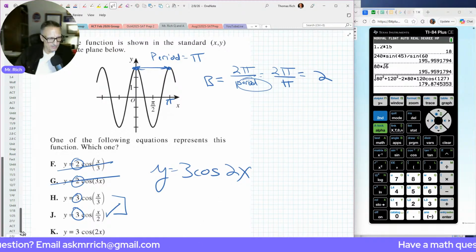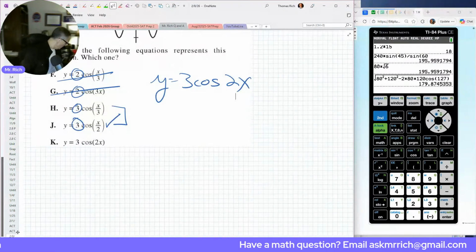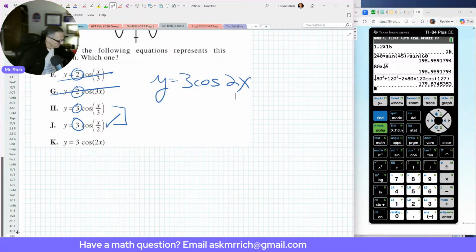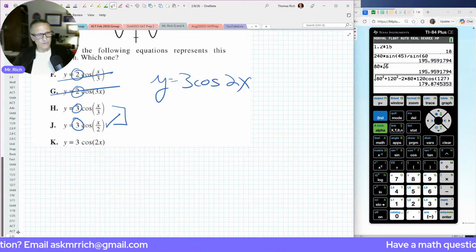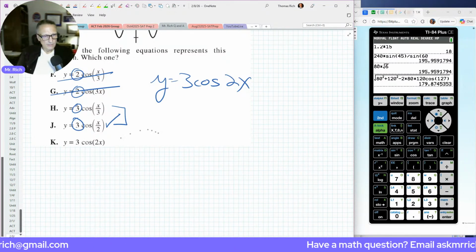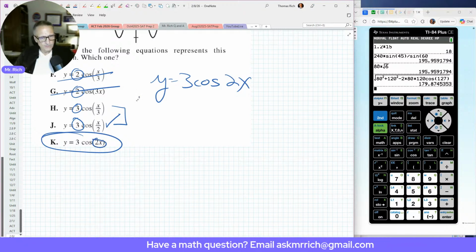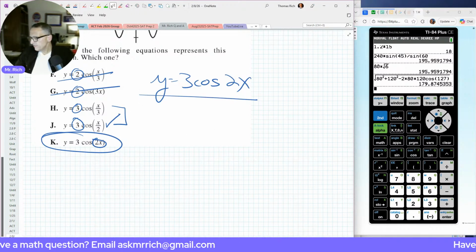That's what it is. I did not scroll down far enough right here. Okay, and so that's going to be our right answer. I didn't scroll down far enough to see that that is 2x right there. Okay, let's see if we got any questions.